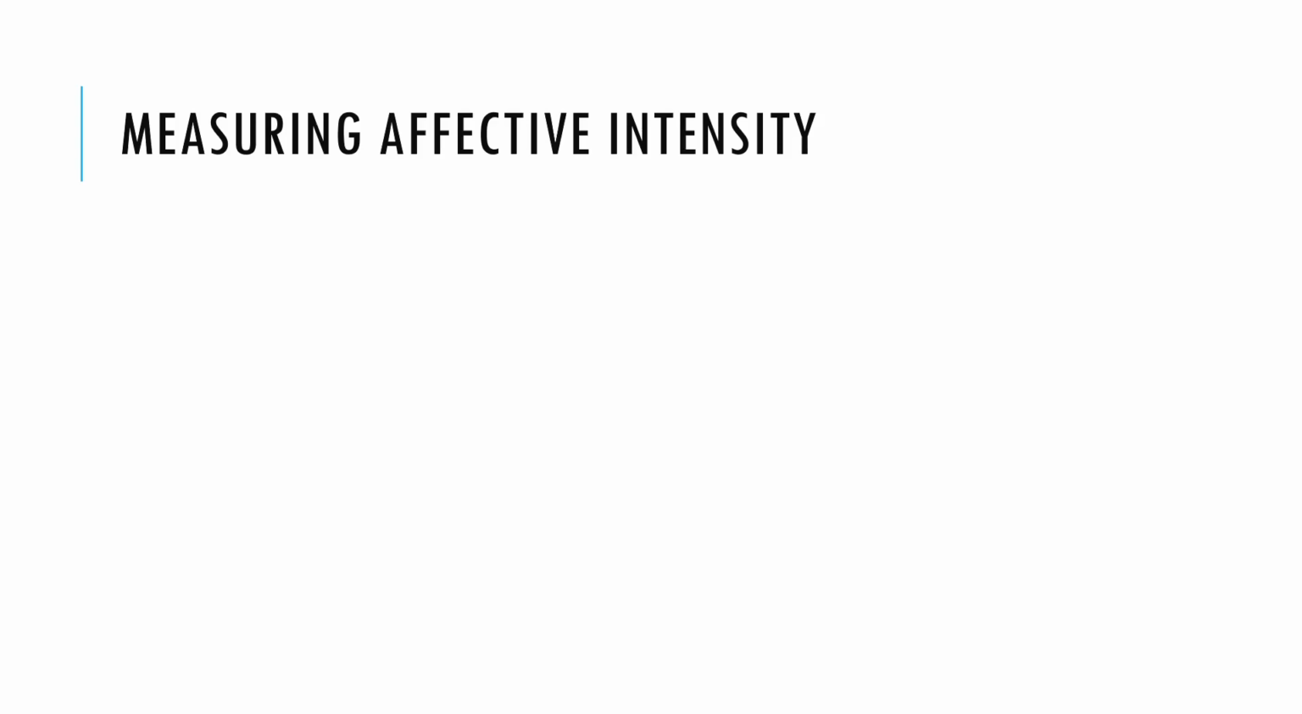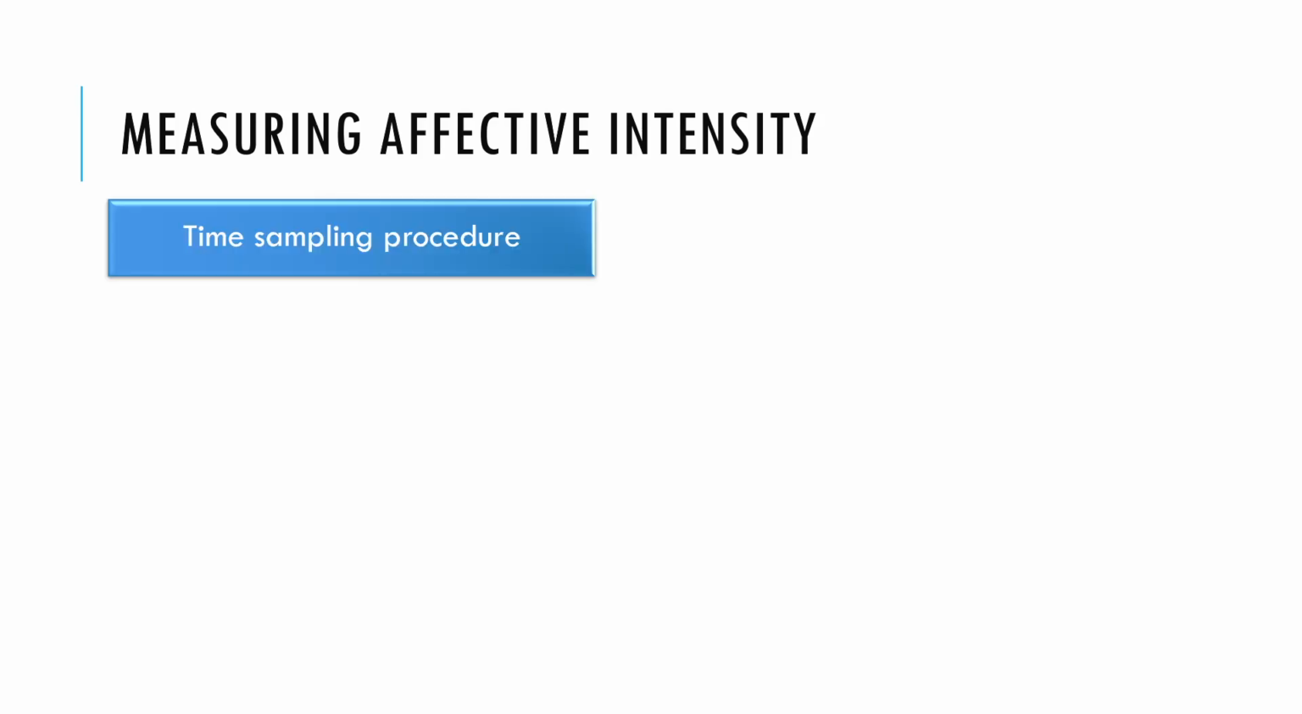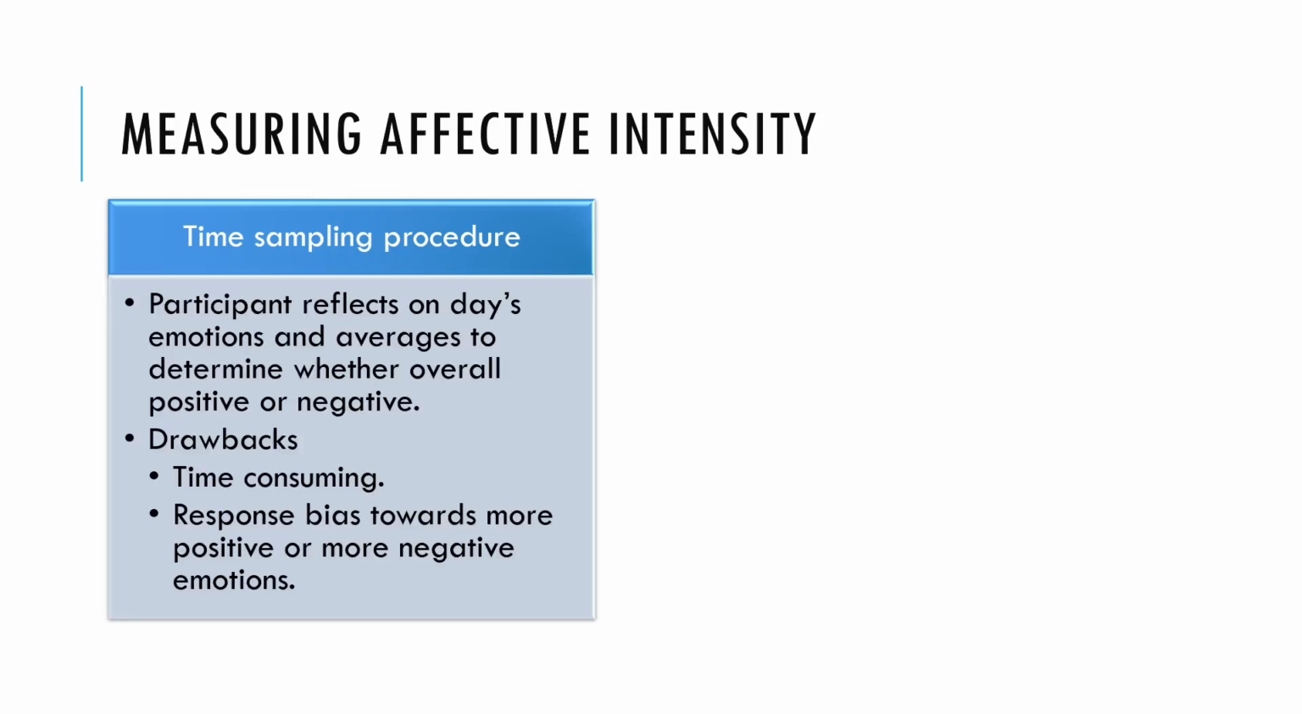So how can we measure affective intensity? One way is to do a time sampling procedure. In an adult, you typically wouldn't use these measures on children too often, but with an adult, you have a participant who reflects on the day's emotions and averages them out to determine whether overall they had positive or negative emotions. One of the drawbacks is that this can be time consuming.